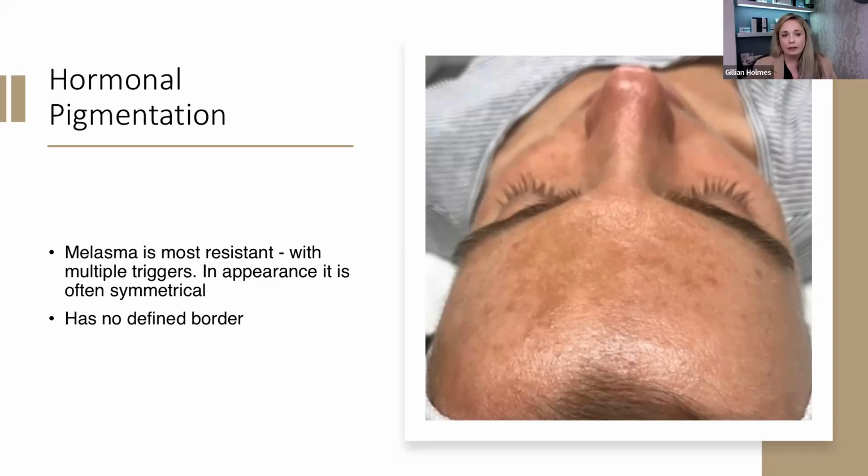So melasma typically is quite resistant in terms of its response to treatment. So it tends to be one of the most stubborn to treat. However, it is very treatable with the right protocol in home care. So I will show you the after picture of this client in just a second.